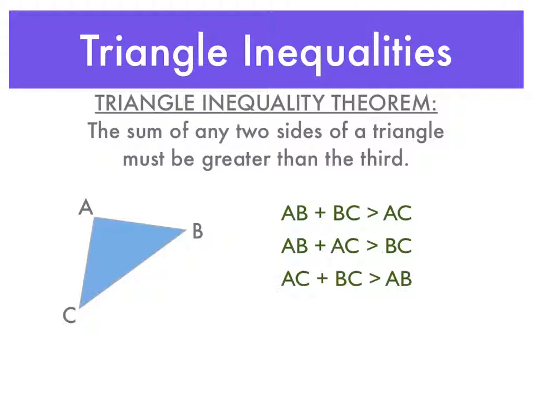And I'm going to go ahead and talk about what those mean. So the triangle inequality theorem says the sum, which means when you add together, the sum of any 2 sides always needs to be bigger than whatever the other side is.